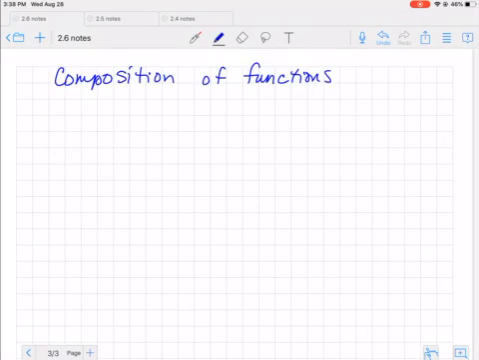All right, so the next thing, we did our operations. Now we're going to look back here at the composition of functions. Now a composition of functions is where you're subbing one function into the other. So that's what composite, right?